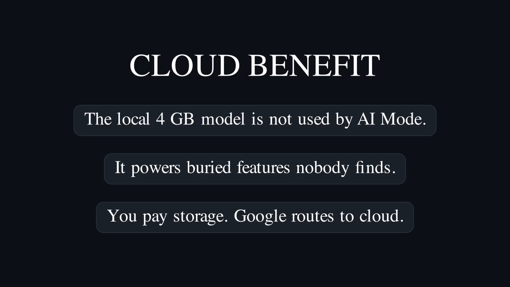The AI mode pill routes your queries to Google's cloud servers. The local 4 GB model, it's not used by AI mode at all. The local model powers background features buried in text area menus and right-click menus, features most users will never find. You pay the storage cost. Google's cloud gets the benefit.